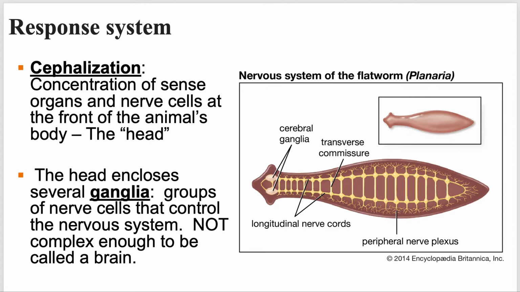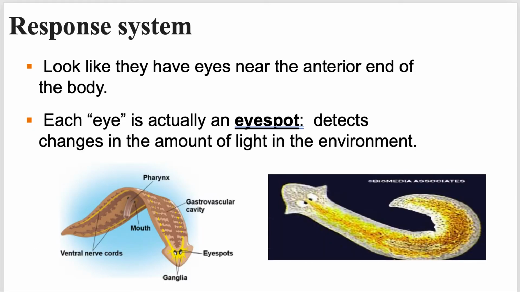So you can see this diagram here. The ganglia are here. They kind of look just like tiny little brains. And then you have the two nerve cords that go down each side of the body, right? They look like they have eyes near the anterior end of their body or on their head, but each eye isn't a true eye. It's actually an eye spot that detects changes in the amount of light in the environment. And they always kind of look like they're cross-eyed.